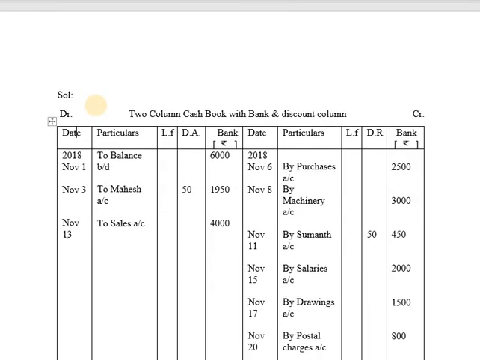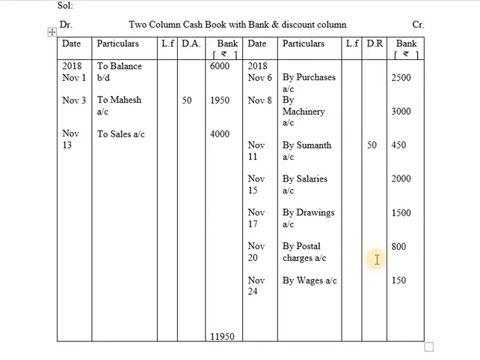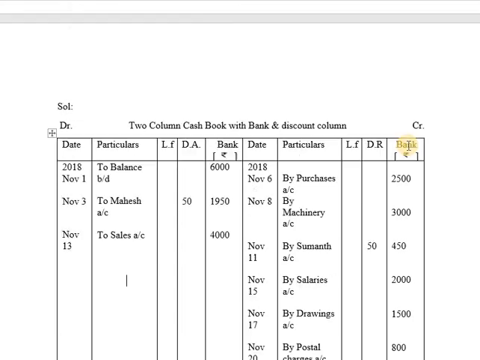Now you will be doing the total on credit side of bank column of 2 column cash book. The total on credit side of bank column of 2 column cash book is 2,000 plus 3,000, 5,000, 5,000 plus 2,000, 7,000, 7,000 plus 1,000, 8,000, 8,500 plus 500, 9,000, 9,800, 9,900, 10,400. So the total on credit side of bank column of 2 column cash book is 10,400. So here you will be writing the total as 10,400.